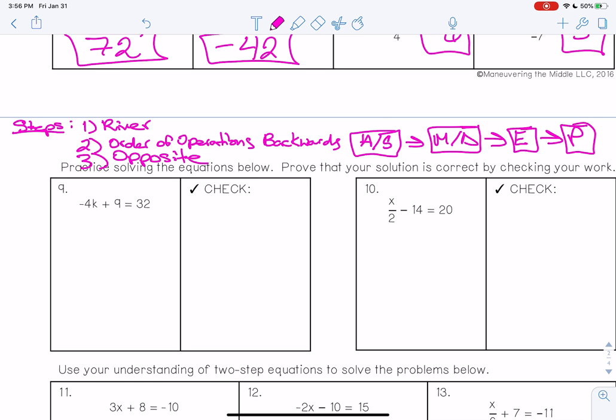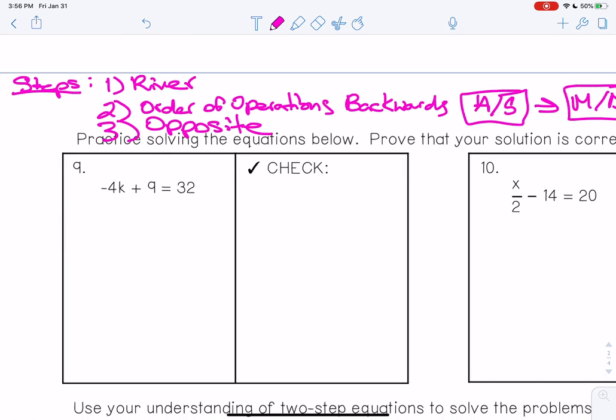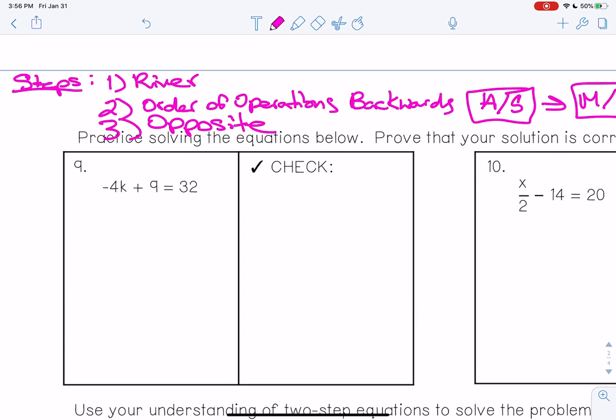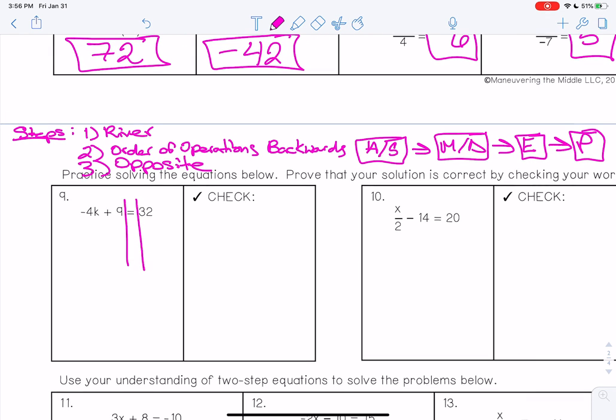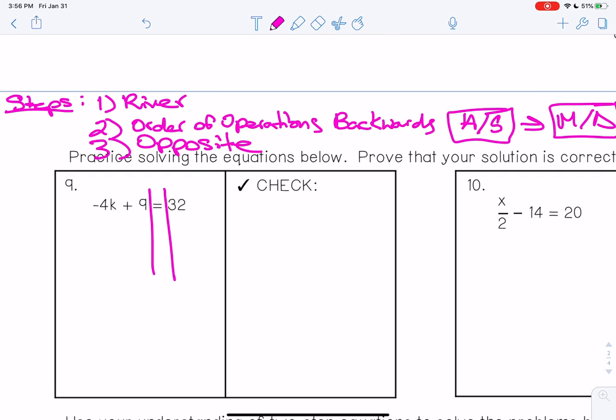So let's do number 9 and take a look at our first example. So number 9, first step, draw the river. Second step, do the order of operations backwards. So I have a -4 times k, and then I have plus 9. Well, since we're going backwards in order of operations, addition is going to come before multiplication. So I'm going to take care of that 9 first.